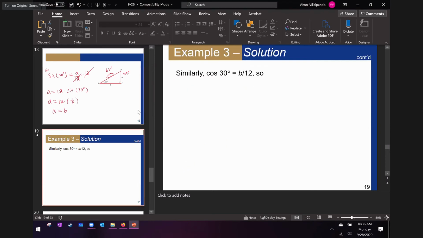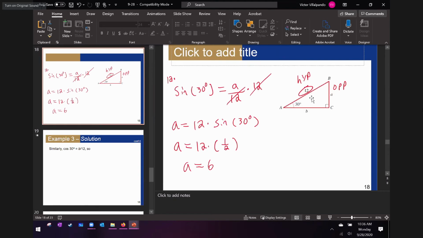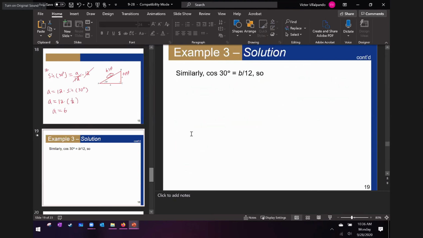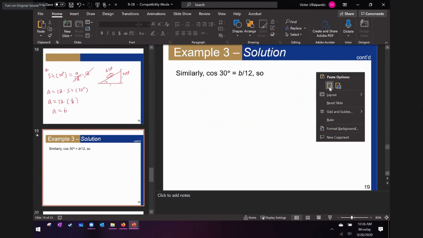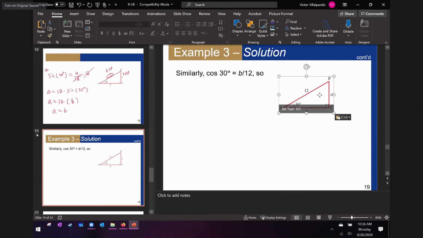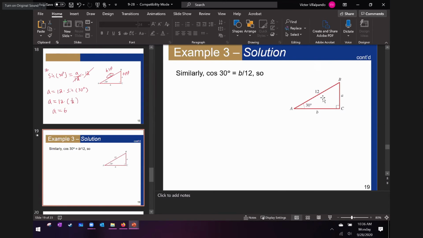Oh, so here we want to find B, right? So let me go ahead and copy the triangle. So similarly, we can finish off our work and find B. So we know A is 6. We can scratch out A, right? We know this is 6 right there. So we proved that already.